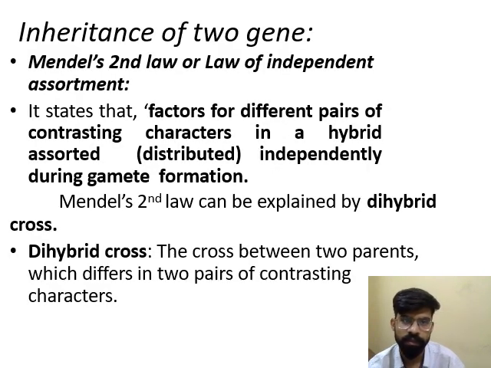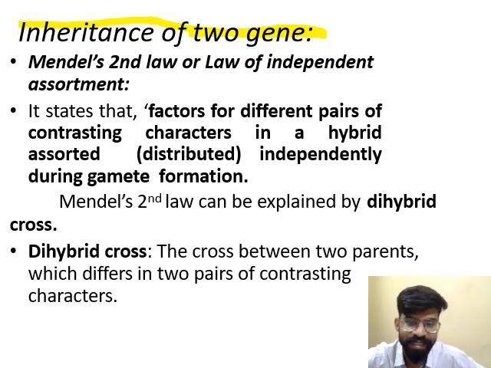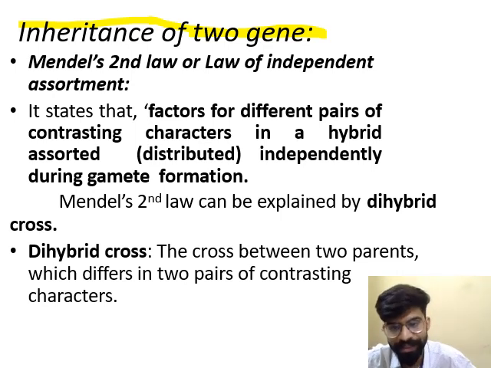Now, this is the dihybrid cross. The heading of this topic is inheritance of two genes. In the previous parts, only a single gene was considered for crossing, that is the monohybrid cross. But in this topic, we will cover two genes at a time.